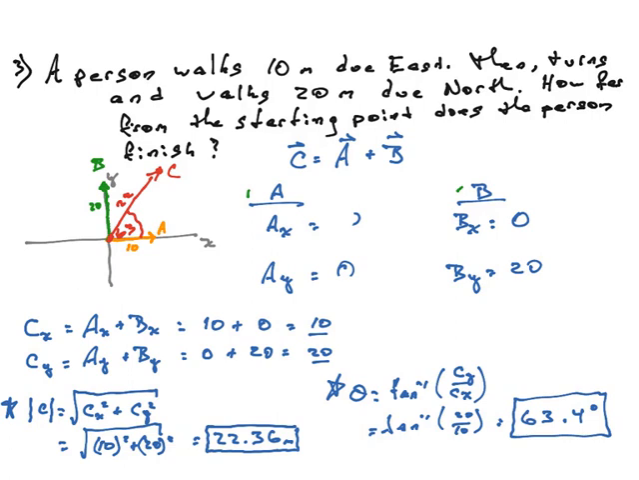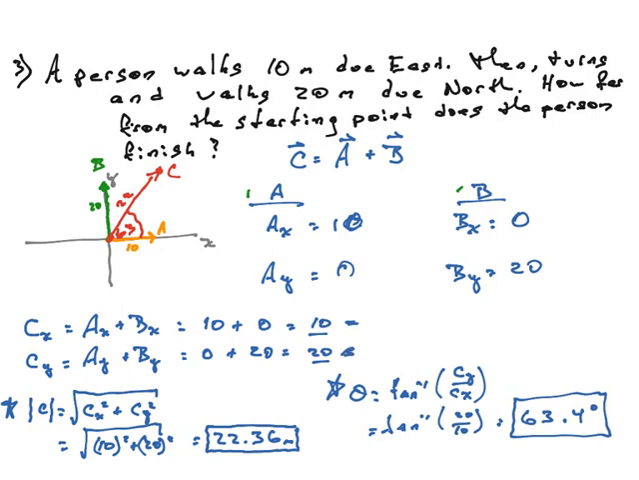But you have to be careful when you look at the theta, the direction, because sometimes, even though you may plug everything in correctly, the answer you get is not the right answer. In this case, it happened to be the right answer, but half the time it won't. So what you do is you look at the components of your final vector. Here we have cx and cy.